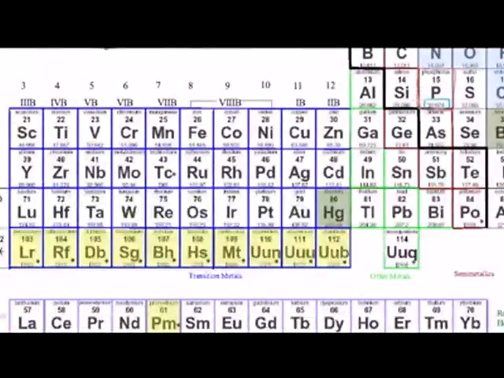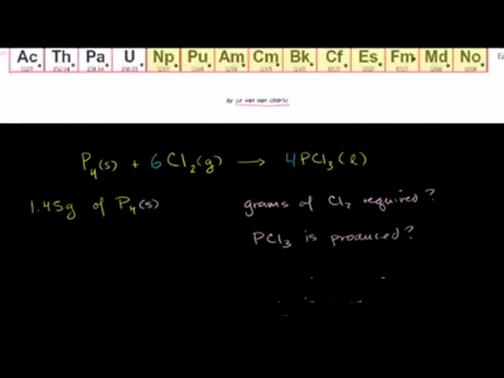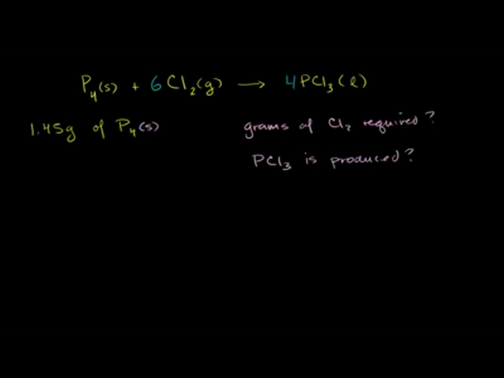Phosphorus right here has an atomic weight of 30.974. Let's just round that up to 31. Let me write it down right here. So phosphorus has atomic weight of 31, which tells us that a mole of phosphorus will weigh 31 grams. Remember, a mole is 6.02 times 10 to the 23rd. It's this huge number of atoms. If you have that many atoms of atomic phosphorus, it's going to weigh 31 grams.